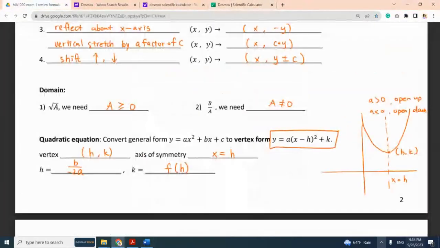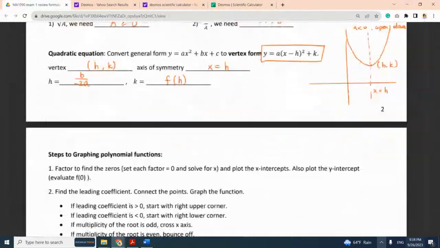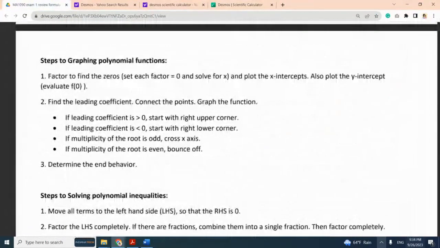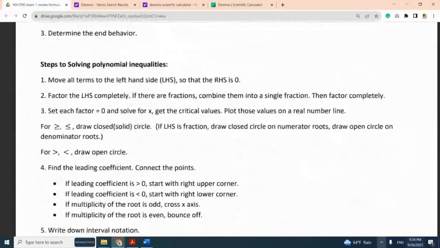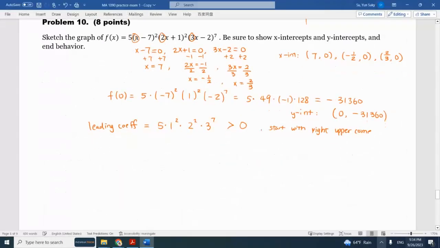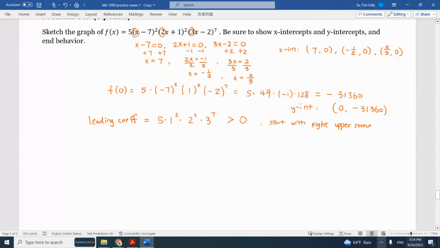So our review formula, I gave you these steps. Read the step to find the polynomial functions and the step to solve polynomial inequalities. Okay, so review those. If the leading coefficient is positive, you start with the right upper corner. If the leading coefficient is negative, then you start with the right lower corner.